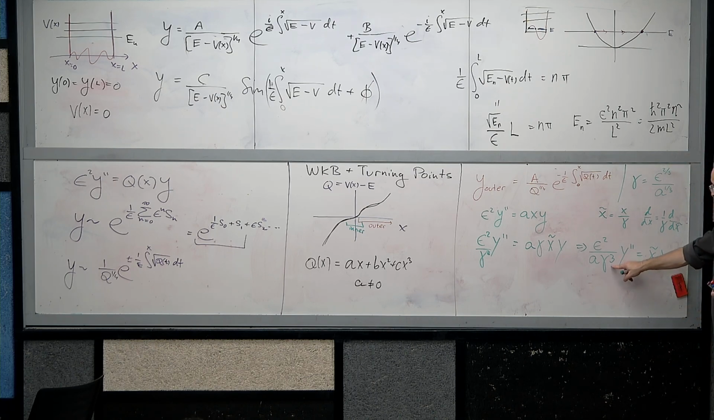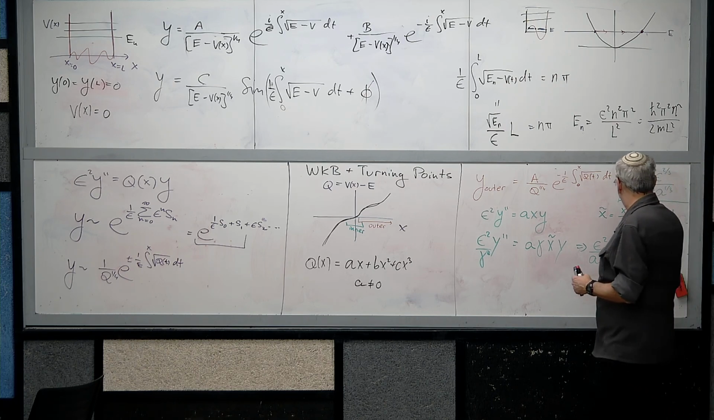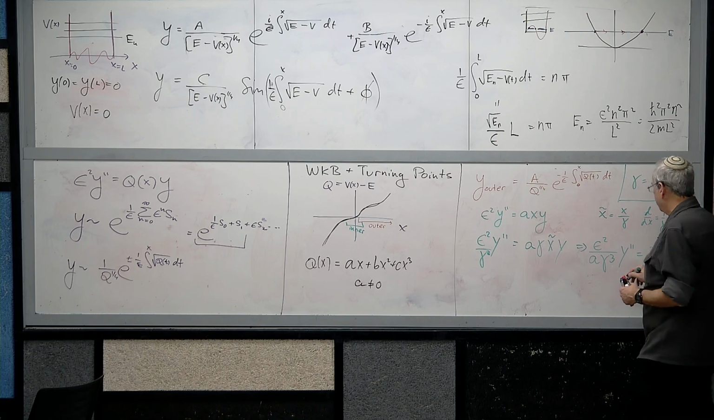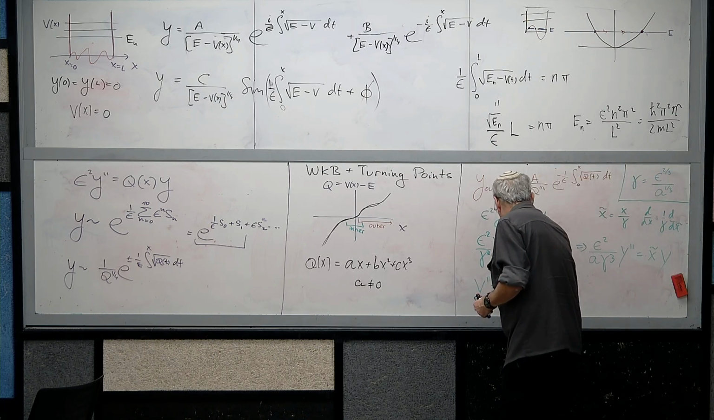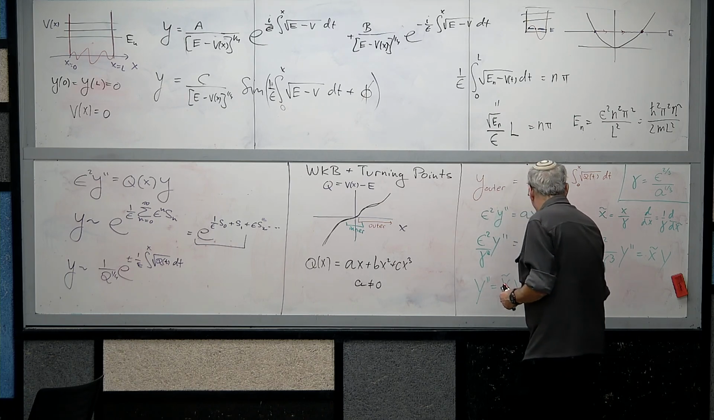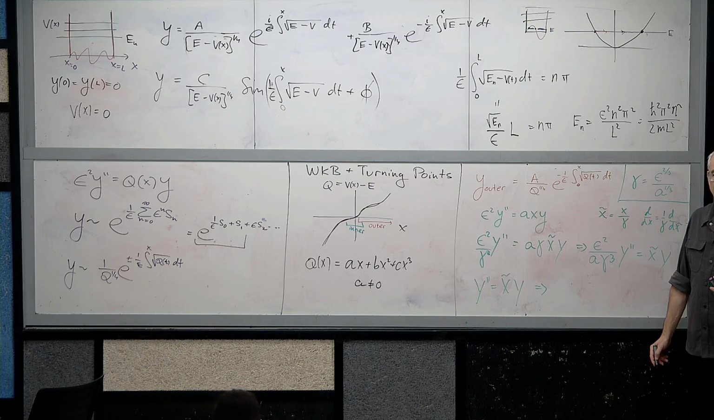Because then this implies that gamma cubed is epsilon squared over a, and then I have 1. You see? So this is gamma, and now that I know gamma, I know the relationship between x and x tilde. And after doing that, I have y double prime equals x tilde y. So I know what the solution is in the inside regime. What is the solution? It's just Airy of x.